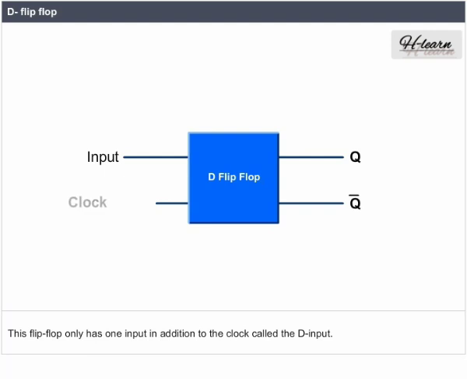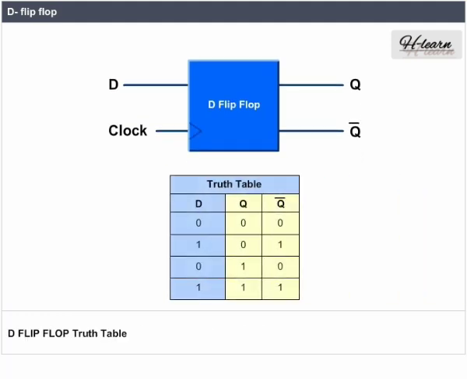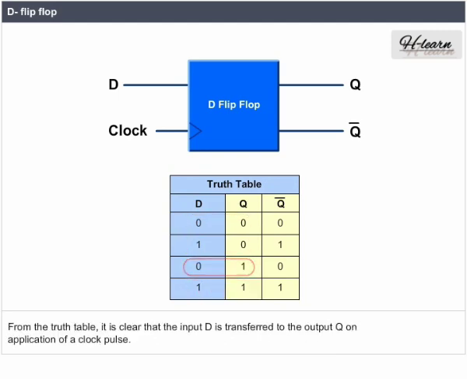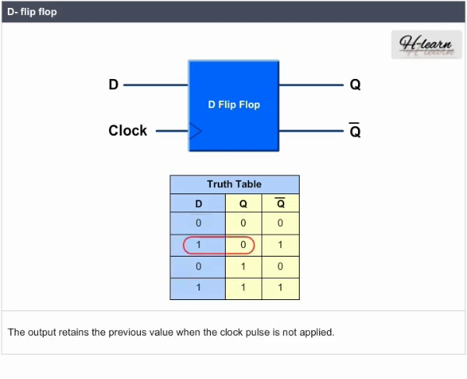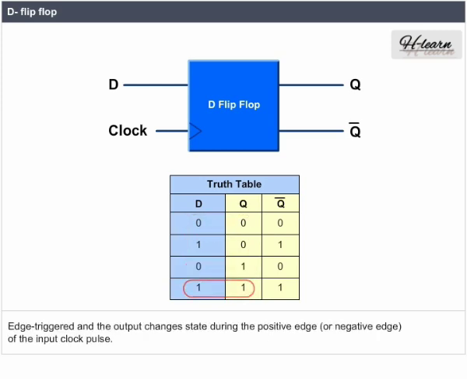D flip-flop. This flip-flop only has one input in addition to the clock, called the D input. D flip-flop truth table. Note that whatever is on the D input when the trigger occurs is output at Q. From the truth table, it is clear that the input D is transferred to the output Q on application of a clock pulse. The output retains the previous value when the clock pulse is not applied. Edge triggered, the output changes state during the positive edge or negative edge of the input clock pulse.